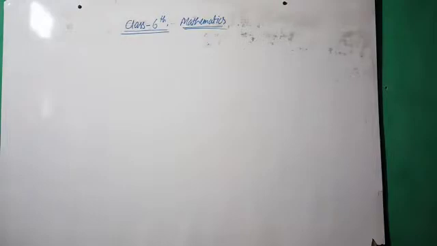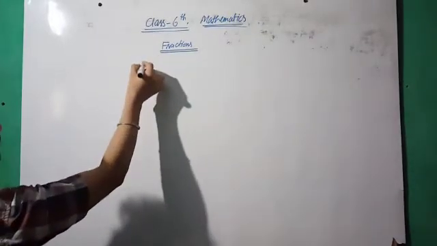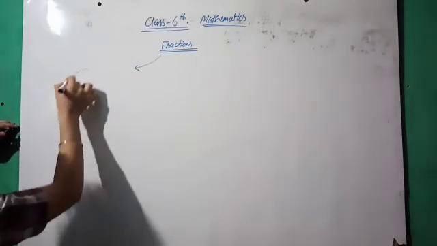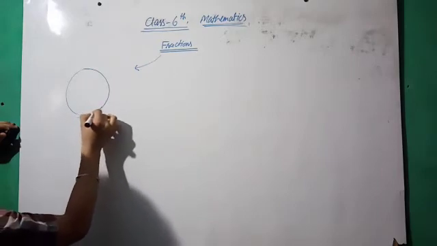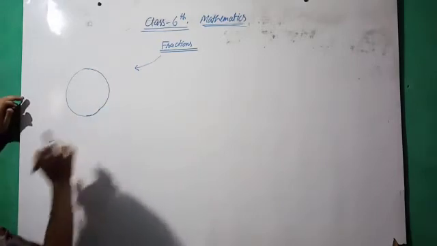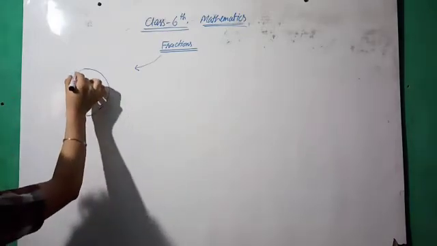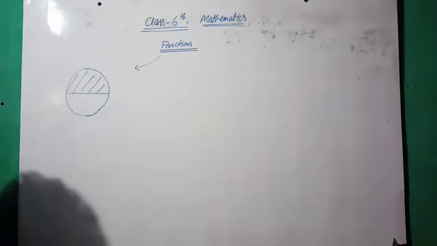So let us start. So students, what is a fraction? A fraction means an equal part of a whole. Whole means if you consider a circle, like a complete circle as one, and you divide it into two parts. The two parts, the above part and the below part, are the two equal parts of the circle.